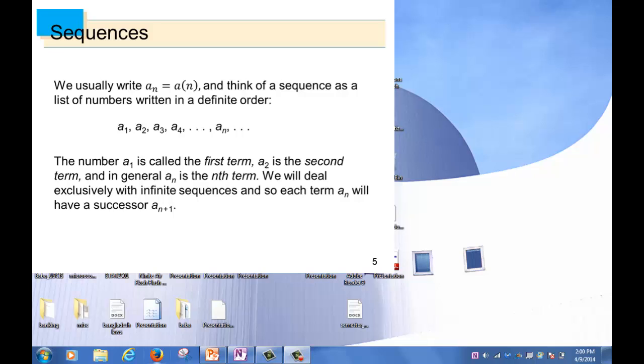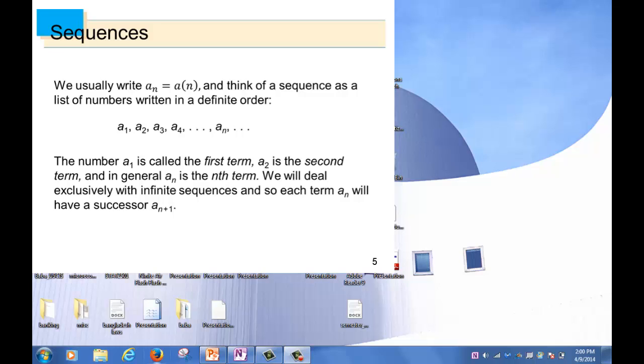When you have a sequence, it's more traditional to write a of n as a subscript n. Instead of writing a of n, people would write a subscript n. And then we think of the sequence as a1, a2, a3, a4. So we are listing the values of the function, right? A1 is the value of the function at 1. A2 is the value of the function at 2. A3 is the value of the function at 3, and so on. And because of this, we think of a sequence as an infinite list.